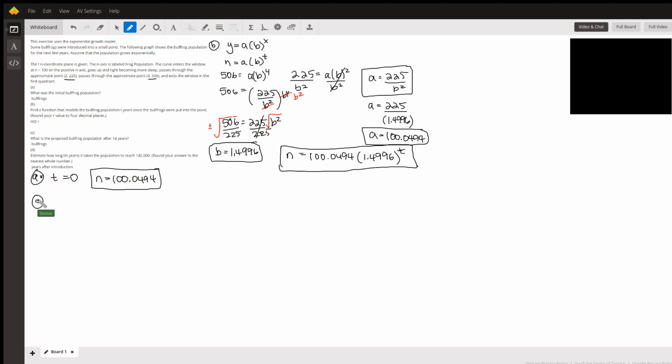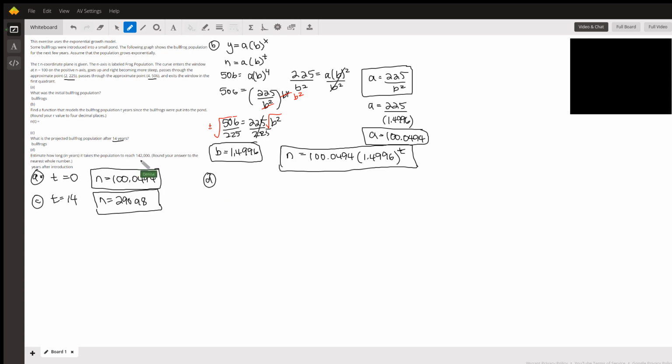Now for part C, they're asking us what is the population after 14 years. We would plug in t equals 14. And when I do that, I get n equals 29098.49. And since this is bullfrogs, we don't have a portion of a bullfrog there. So let's round that for our answer.